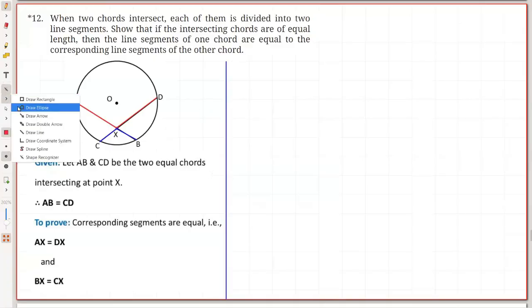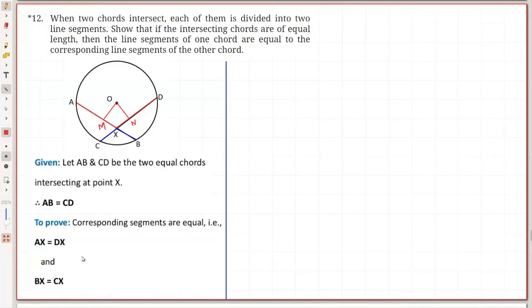I'm going to draw perpendiculars. Draw a perpendicular to the chord AB and draw a perpendicular to CD also. I'm naming them OM and ON: OM perpendicular to AB and ON perpendicular to CD. This is the construction we are doing.